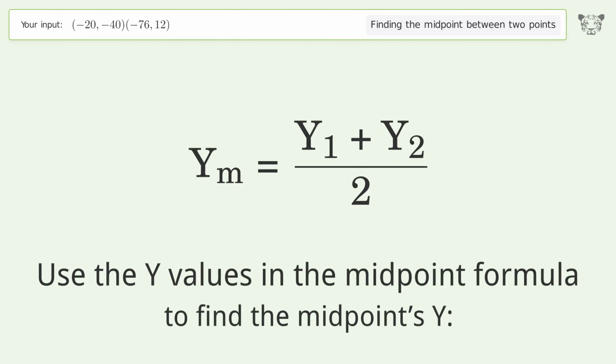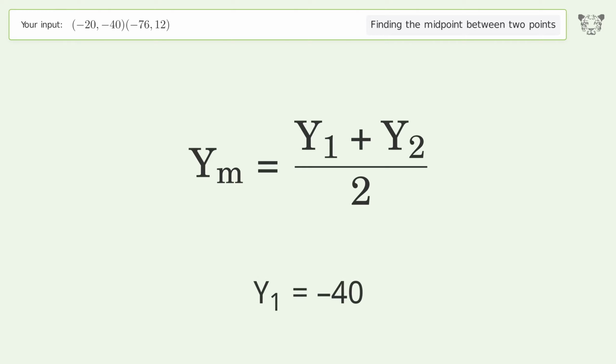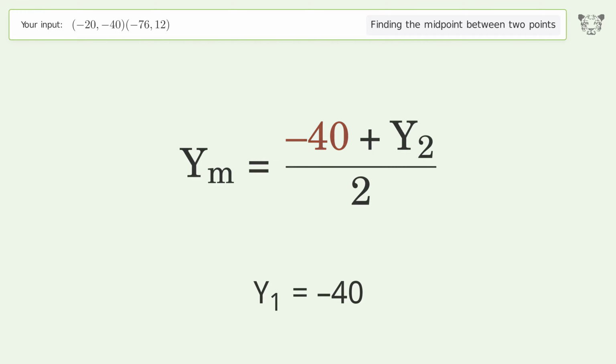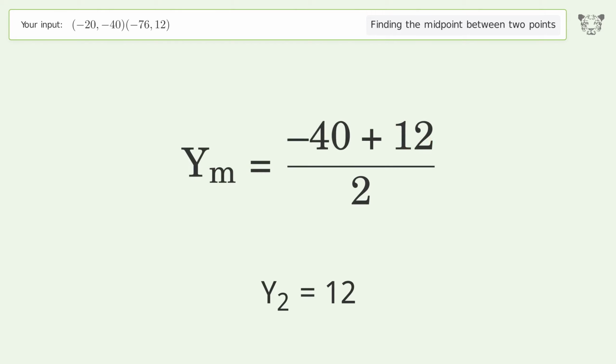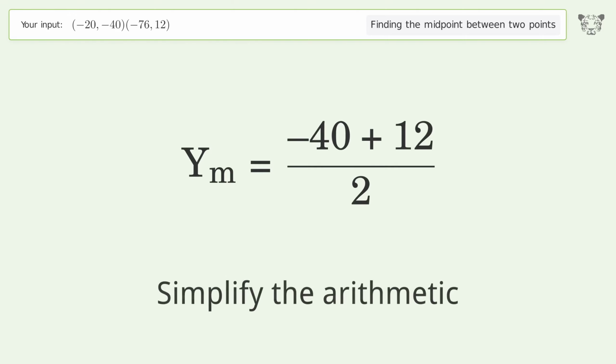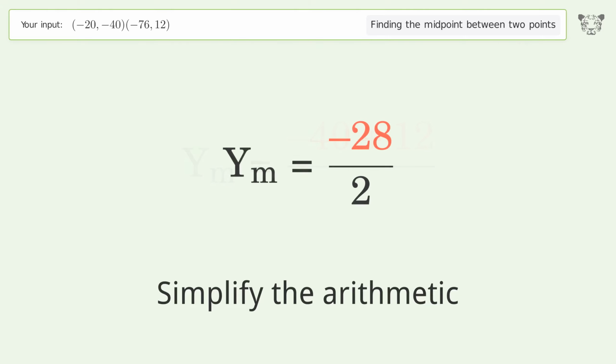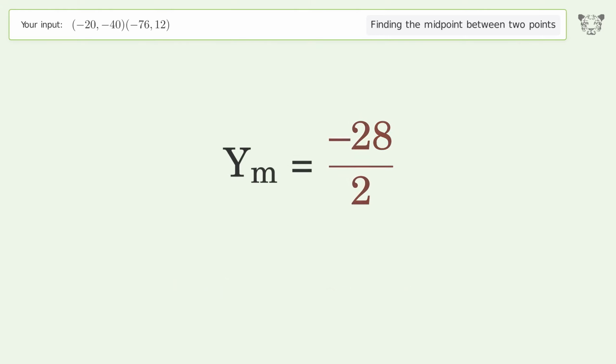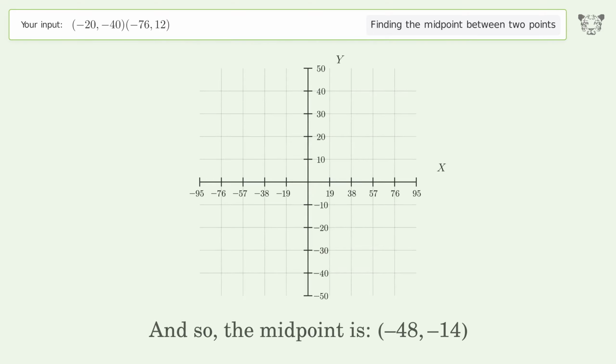Use the y values in the midpoint formula to find the midpoints y. y1 equals -40. y2 equals 12. Simplify the arithmetic. And so, the midpoint is -48, -14.